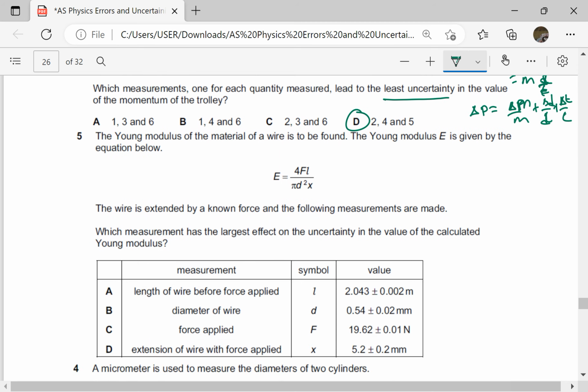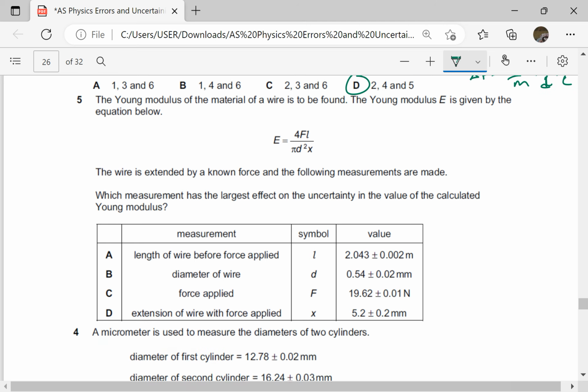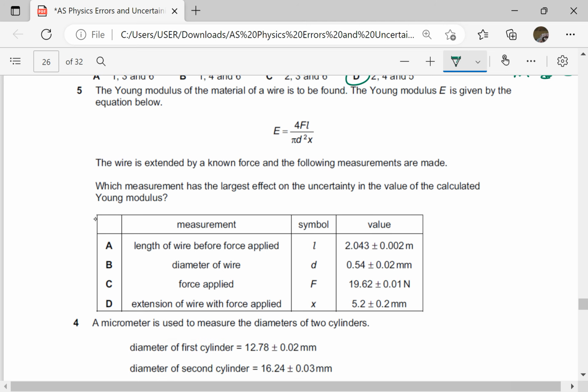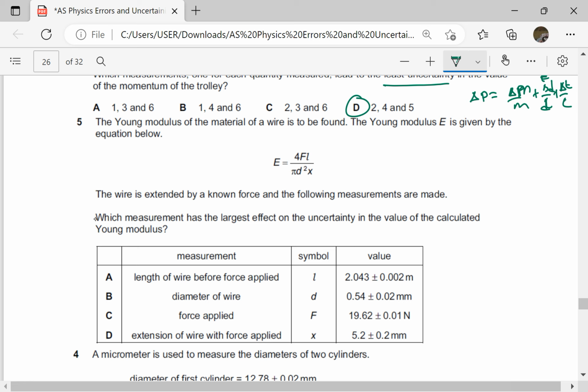The Young modulus of the material of a wire is given by that expression. The wire is extended by unknown force and the following measurements are made. Which measurement has the largest effect on the uncertainty? So we can check. So the uncertainty here in E is going to be: absolute in E is going to be absolute in F over F plus absolute in L over L plus twice absolute in D over D plus absolute in X over X. Then this will be multiplied by the value of E.